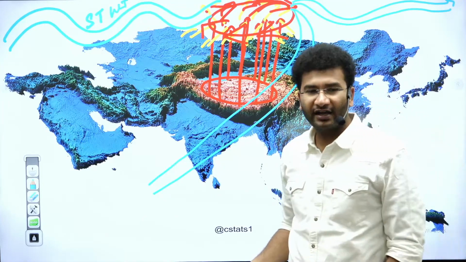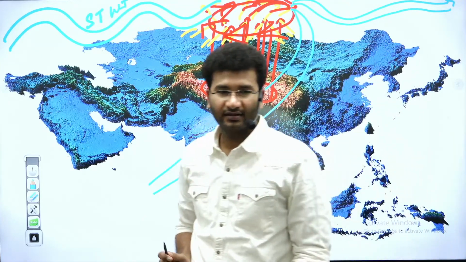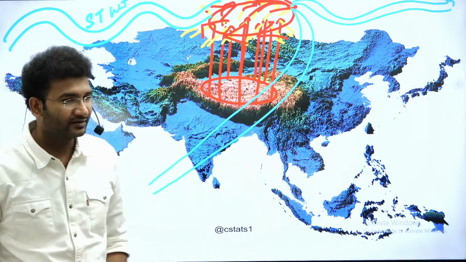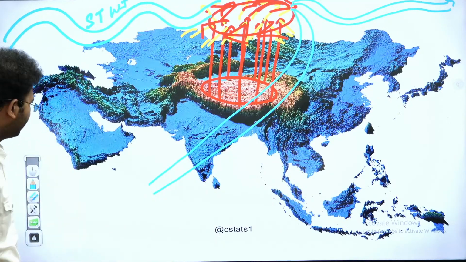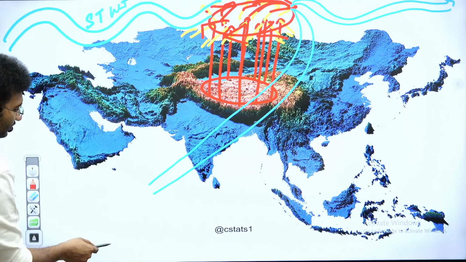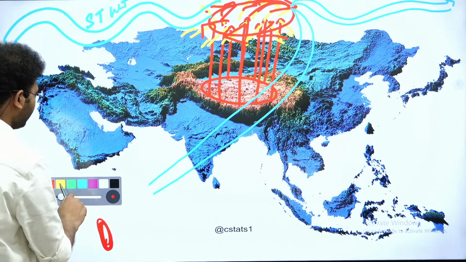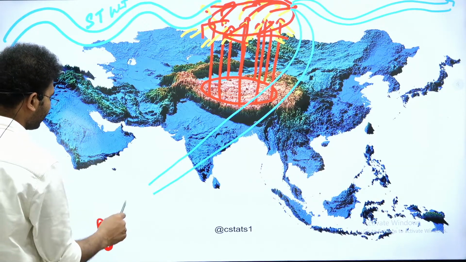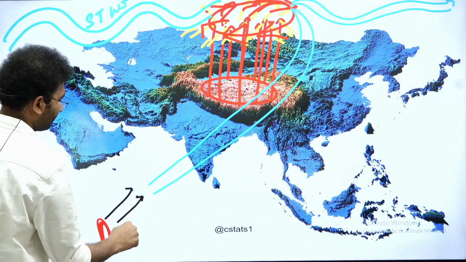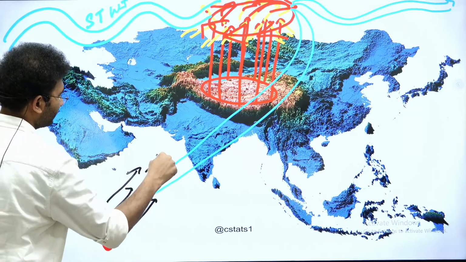And the other reason is, have you ever heard of the Mascarene high? What is that Mascarene high? See, you will get to know in the further classes. Here there is a high pressure belt, right? And because of that high pressure belt, some of the winds which are present here also travel in this direction and come towards India.